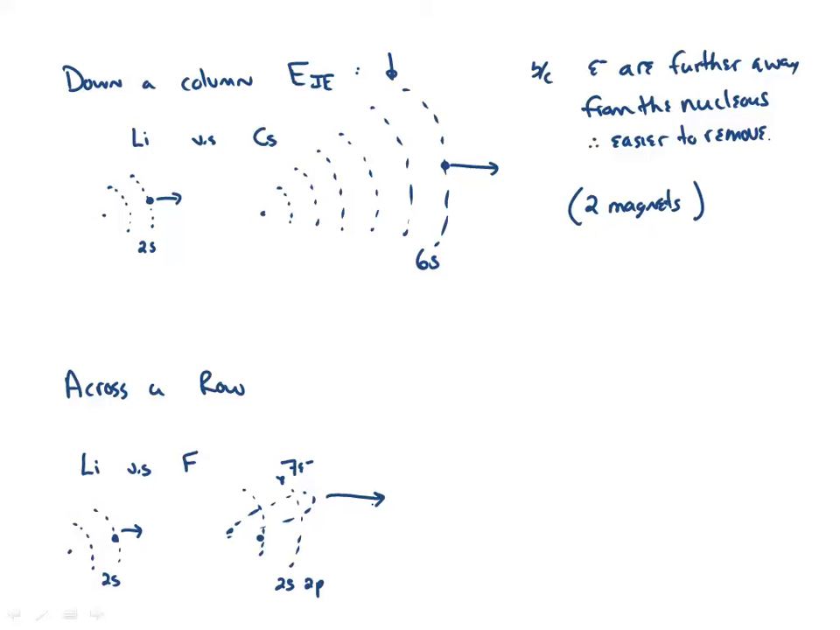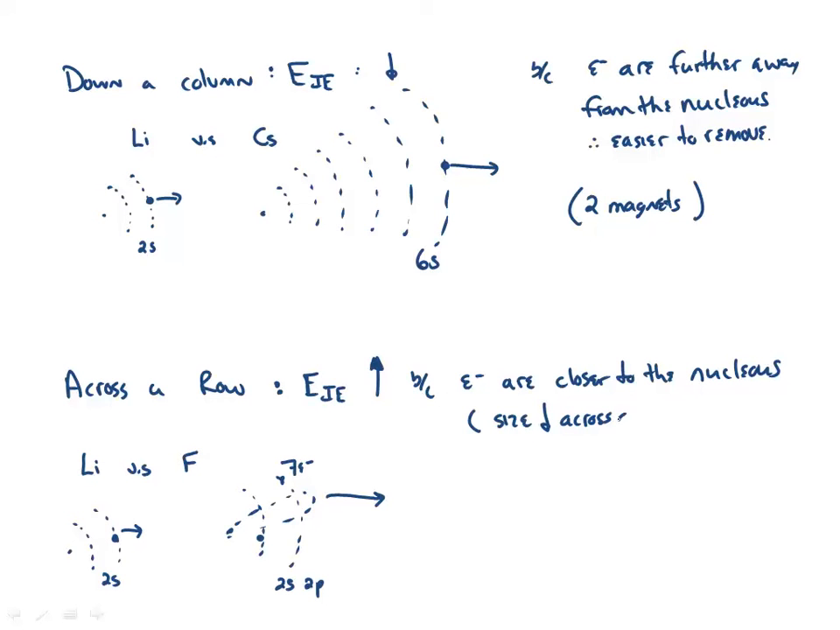So across a row, ionization energy, oh, it increases. I was trying to look. It increases because the electrons are closer to the nucleus. And we know that because we know that the size of an atom decreases across a row. Therefore, it's harder to remove.